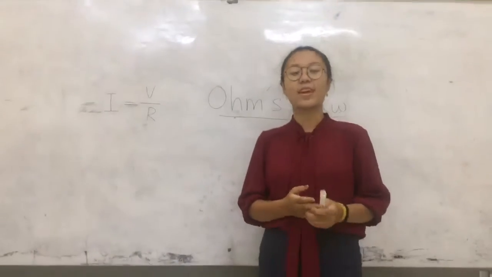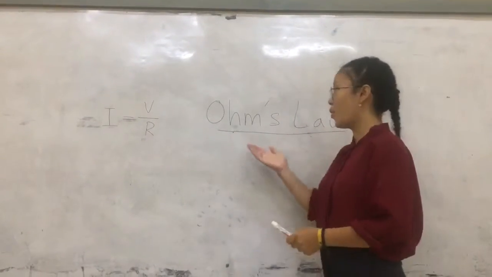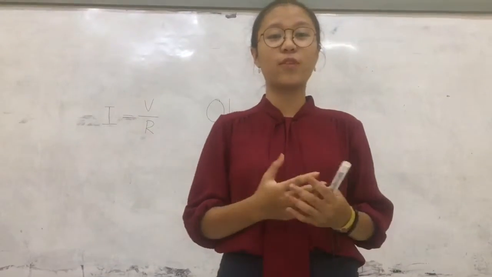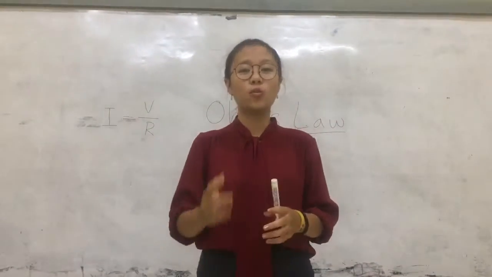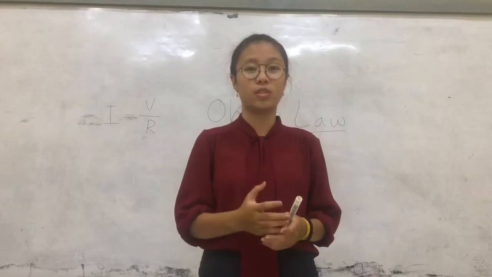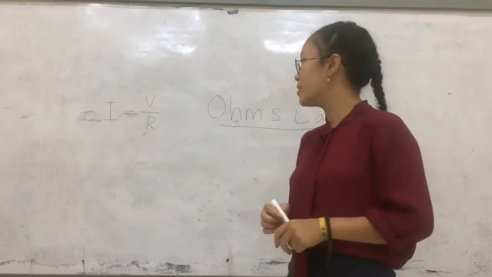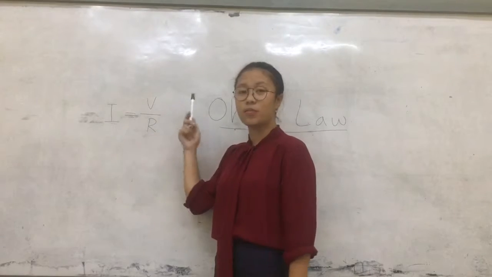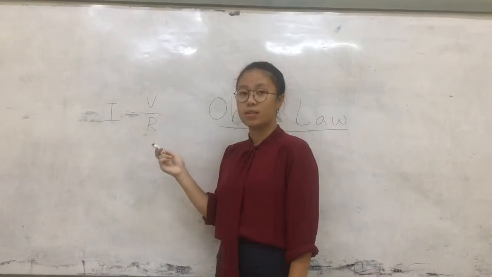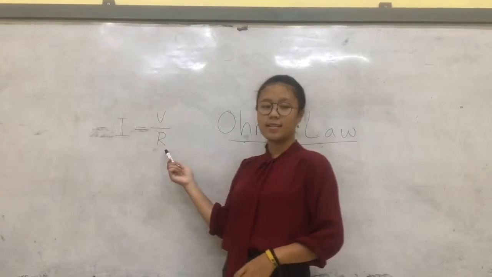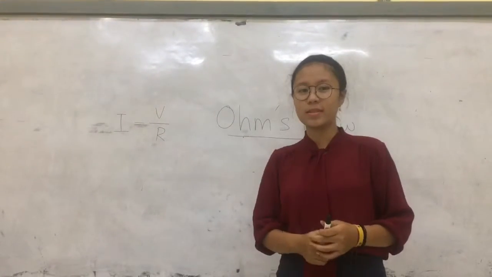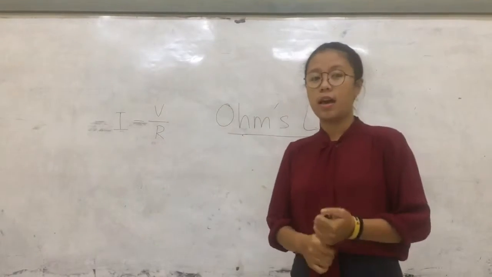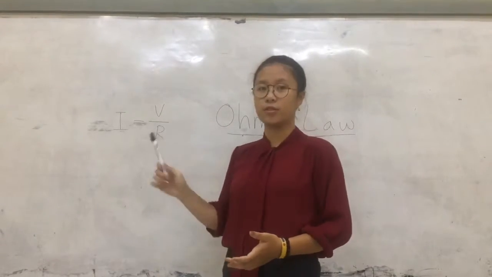Okay everyone, today we are going to talk about Ohm's law. Ohm's law states that the electric current flowing through a conductor is directly proportional to the voltage applied to it, which means that the current equals the voltage divided by the resistance. Resistance is measured in ohms, the current is measured in amperes, and the voltage in volts.